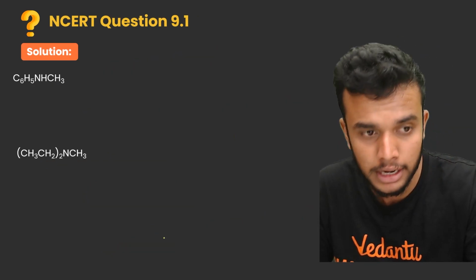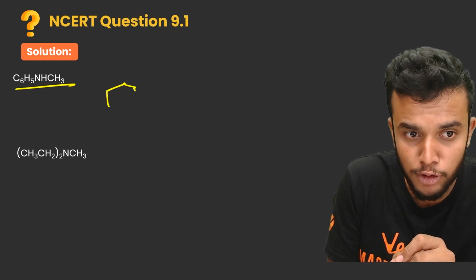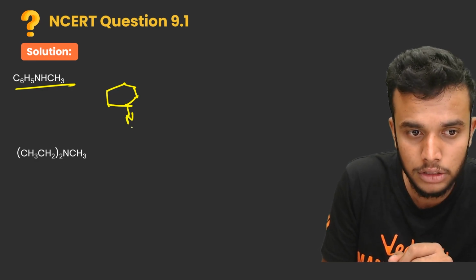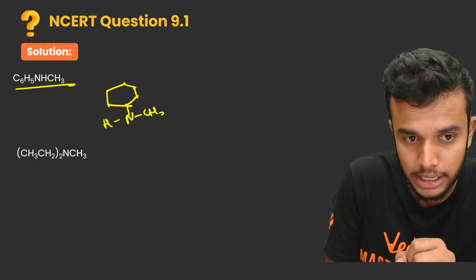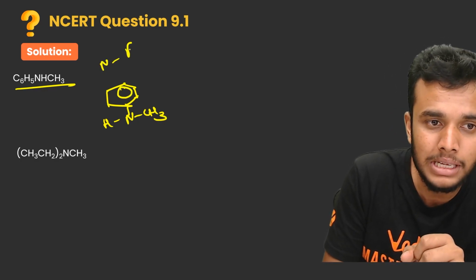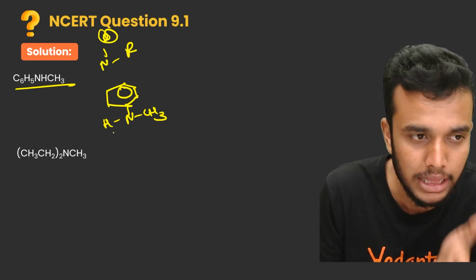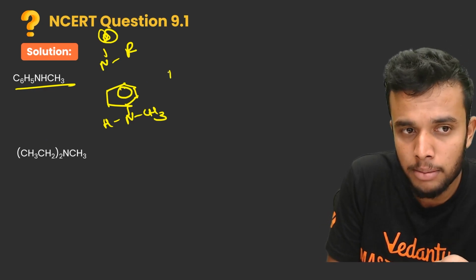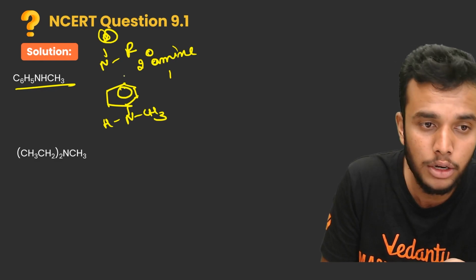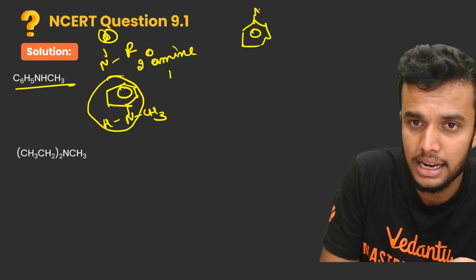Understood students? Let's move to the next one. C6H5NHCH3. The structure of this compound is C6H5, which is a benzene ring, with 1 nitrogen group attached and another CH3 group attached. Students, this compound is a secondary amine, right? Why? Because the N group is attached to 2 different R groups. One R group is a benzene group and the other is a methyl group. Then let's move on to the IUPAC term. It is a secondary amine compound. Students, we already know this NH2 term. We call this aniline.